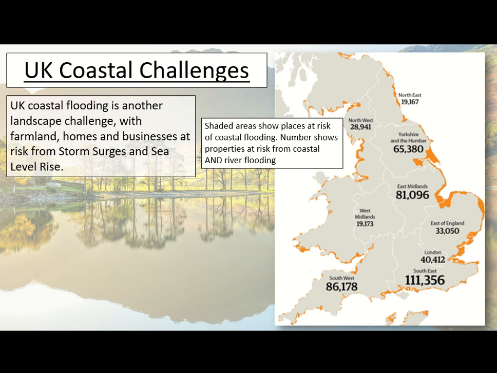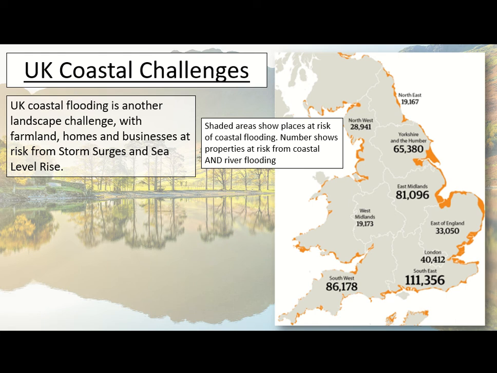Once you finish that task, you can then look at UK coastal challenges, so UK coastal flooding risk. The map you've got on the screen now is a map of Great Britain pretty much, and every area that's orange is a place at risk of coastal flooding. Needless to say, it's near the coast, so that makes a big difference.